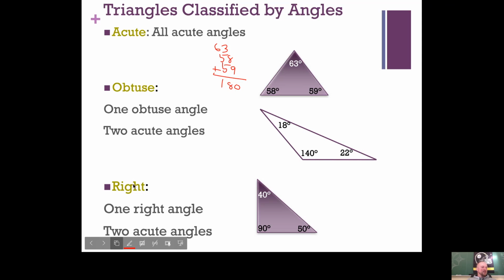You can also classify a triangle as a right triangle. It's a right triangle if it has one right angle. It can't have two right angles because, again, that's already 180 degrees. So the other two angles must be acute. So here's how you classify triangles by looking at their angles. Sometimes they're only going to give you two angle measures. When that happens, you can always find the third one because, again, we know there's 180 degrees in a triangle.